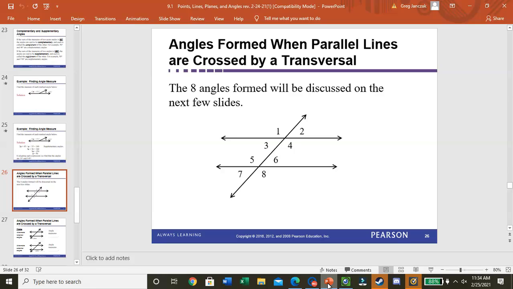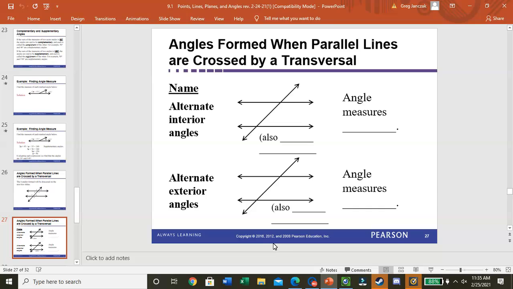Okay, angles formed when parallel lines are crossed by a transversal. So you have two parallel lines, and the line that crosses them is known as the transversal. So we label these angles 1 and 2, 3 and 4, 5 and 6 and 7 and 8. Go ahead and grab the notes there. Okay, so two angles formed will be discussed.